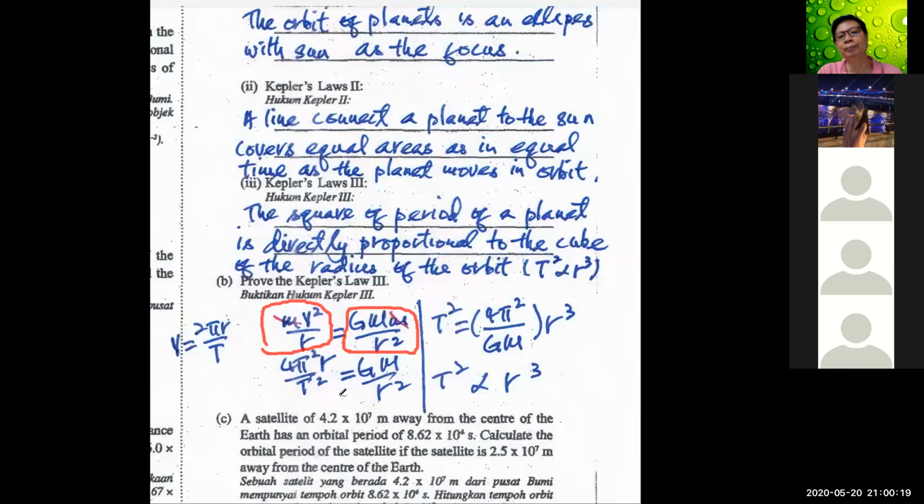And now, one more step to go. We want to find T squared. This one crosses over, the GM brings here, r squared multiplies here, so it becomes r cubed.